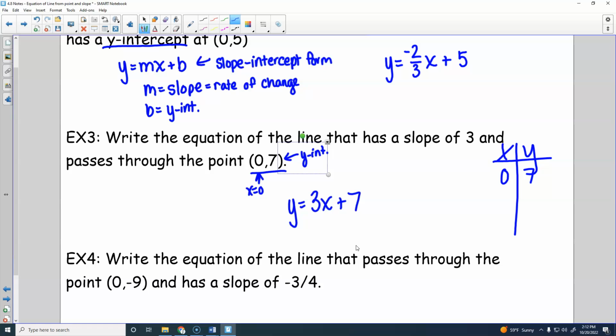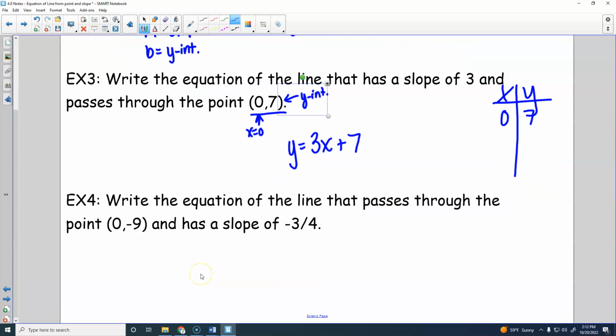All right, example 4. Write the equation of the line that passes through the point 0, negative 9, and has a slope of negative 3/4. It's still asking me to write the equation of the line. Does it give me the y-intercept here? It does, because whenever x equals 0, that tells me that this is the y-intercept, even though it doesn't say it is the y-intercept, it is the y-intercept.